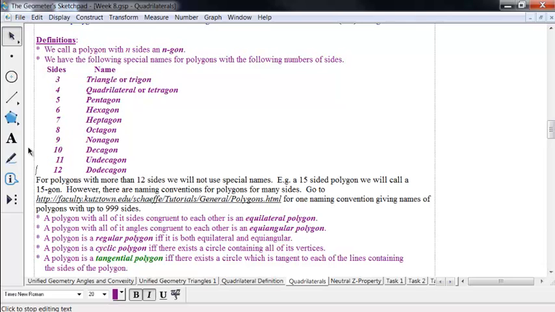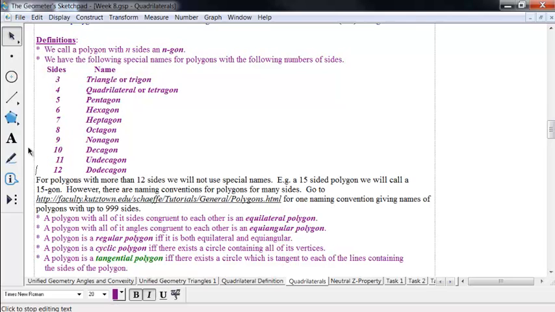And so for polygons with more than 12 sides, we'll typically not use special names in this class. So for example, a 15-sided polygon, we'll just call it a 15-gon. And if it's a variable number of sides, well, we don't know, we'll just call it an n-gon.